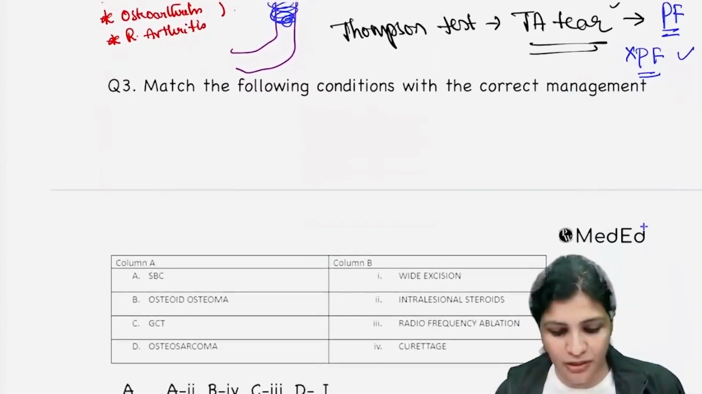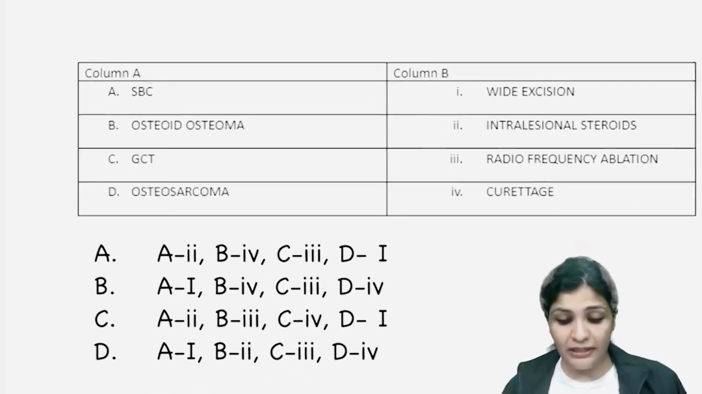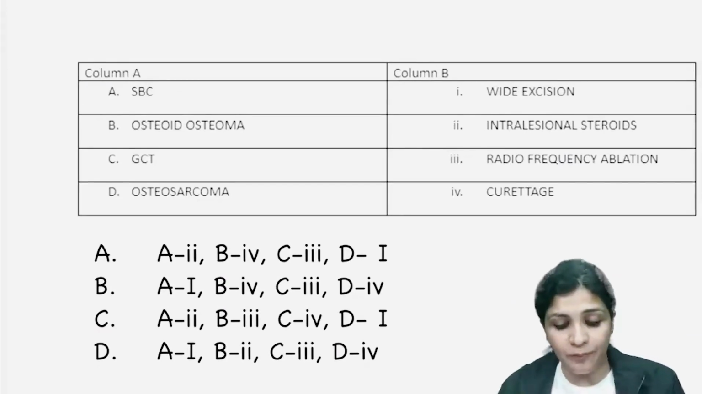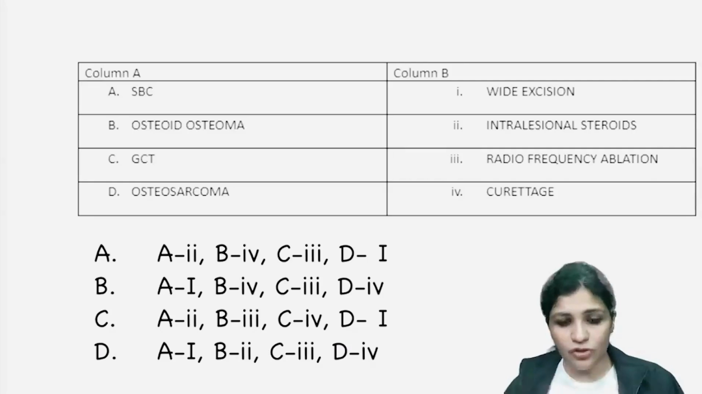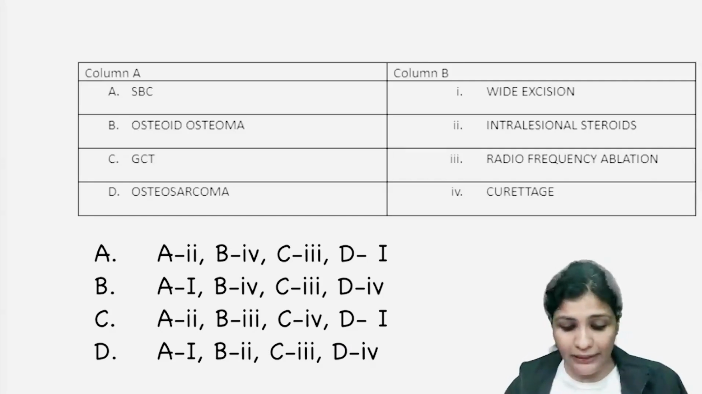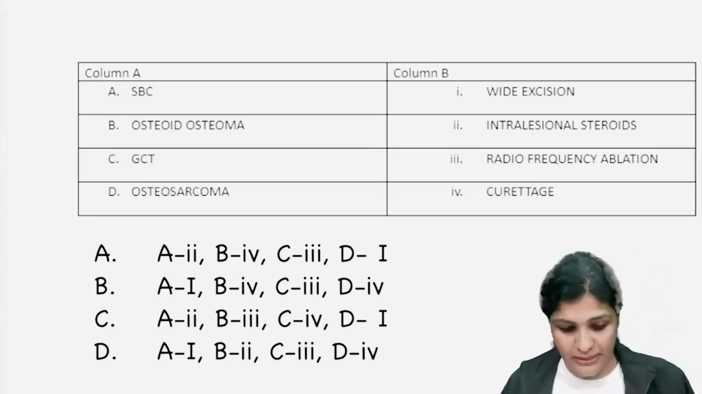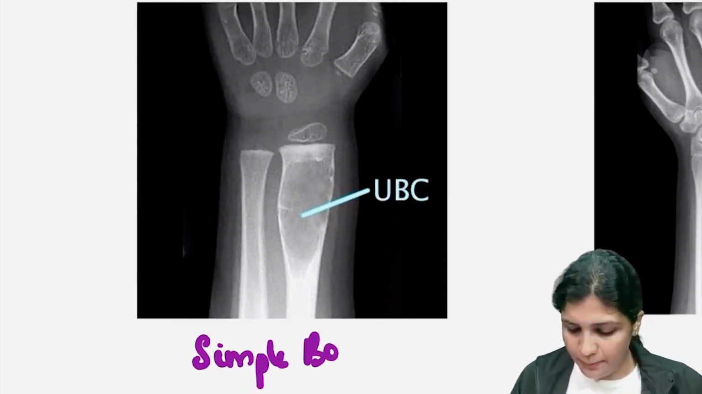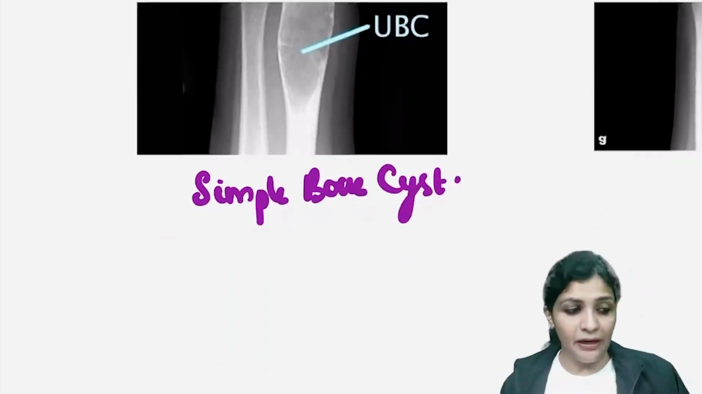Now, next question, match the following conditions with the correct management. So here we have certain conditions: the simple bone cyst, the osteoid osteoma, the GCT, the osteosarcoma. So let us see what are the options for it. So first, coming to the simple bone cyst. This is your simple bone cyst, or it is also called the unicameral bone cyst.